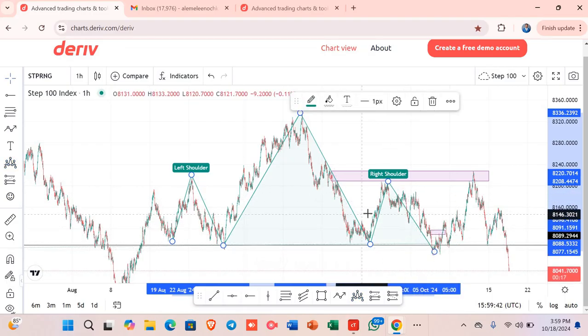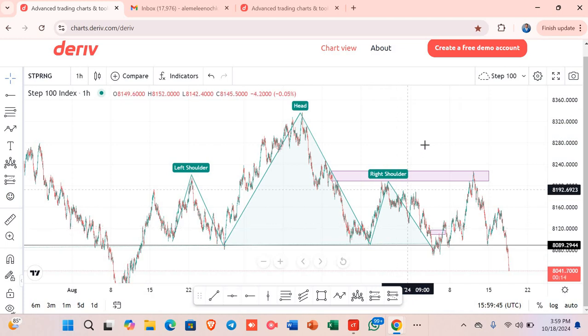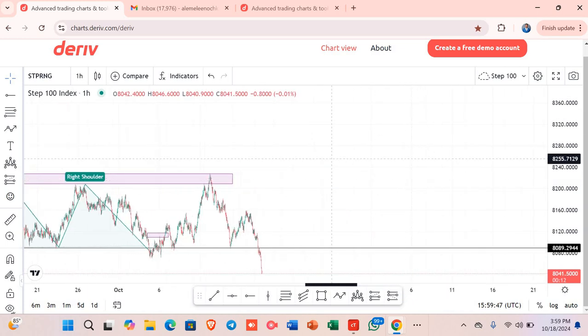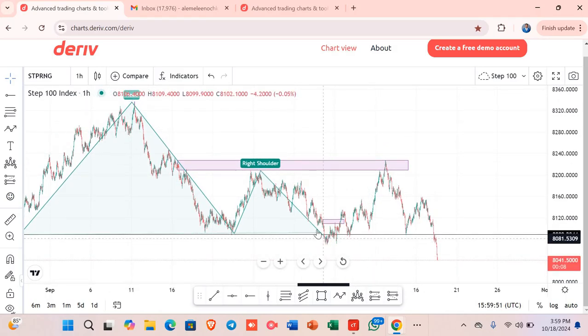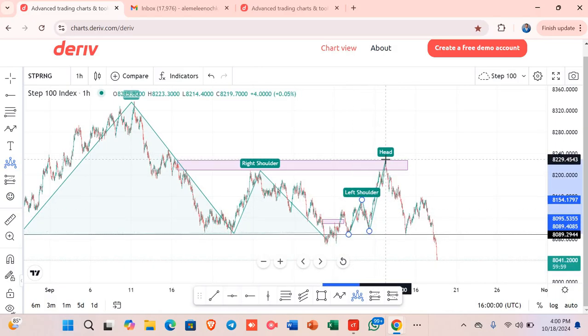So you can clearly identify it, and then it went on to form the same pattern again once price was not able to break this level. This is the left shoulder, this is the head, and this is the right shoulder.